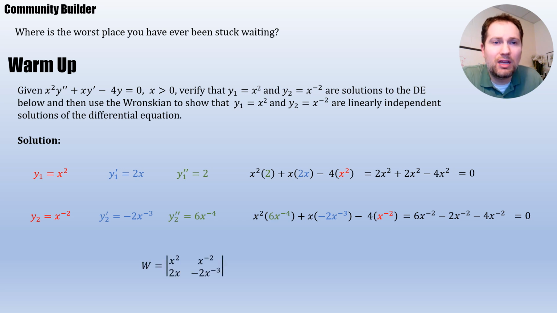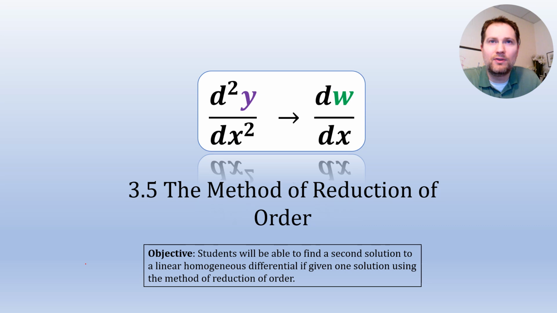So we use the Wronskian here, loading in the two functions in the first row and their derivatives in the second row. We take the determinant, and for values of x greater than 0, we have that this is not 0. And therefore, these are solutions, and they are also linearly independent. And now let's get into our lesson for today.